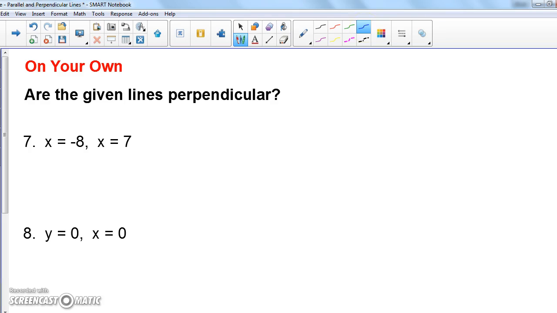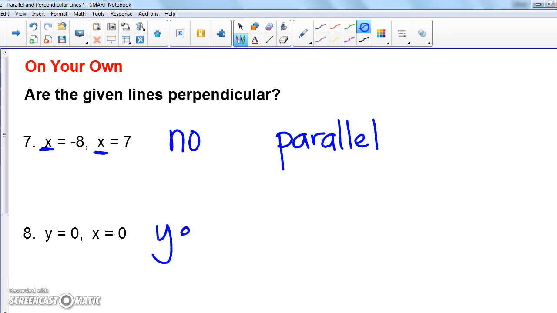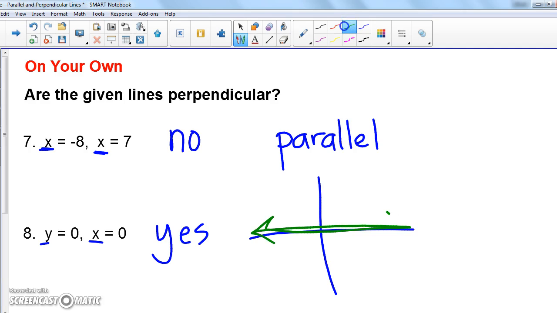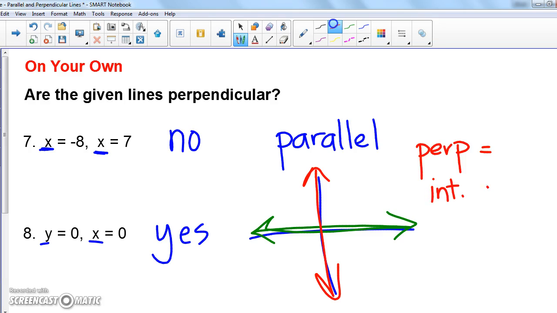So for number 7, these are not perpendicular because we've got an x equals and an x equals. So in this case, actually, they're parallel. And for number 8, the answer is yes, because one of them is y, one of them is x. There's just numbers over there. If we were to graph these, remember, y equals 0 looks like this. X equals 0 looks like this. So those are perpendicular, which as a reminder, perpendicular means they intersect at a 90-degree angle.